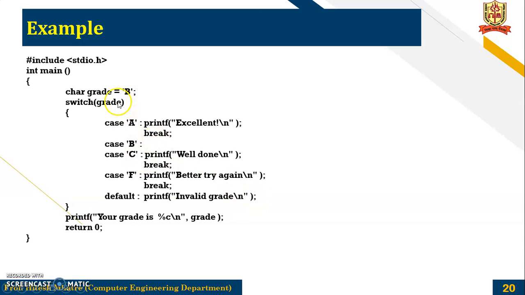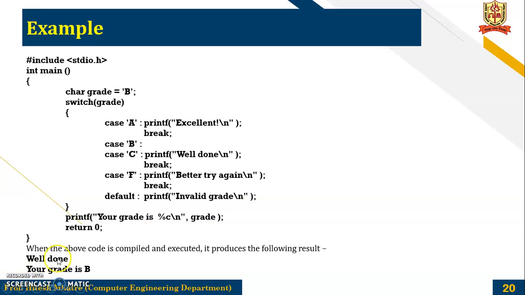So what it will do, it will check grade. The value of grade is B. So it will check where the case is B, and here we can find the case B. So it will execute the statements given for B. You don't have any statement, so it will go to the next statement. Since there is no break, it will continue with the flow. So it will print well done and go to the break. After the break, it will come out of the switch case. So you will get the result as well done, and the statement outside the switch is your grade is B. So this is how your switch case works.